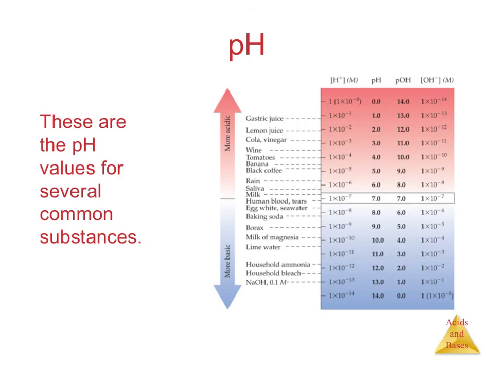Okay, so here's a list of some common household items that you'll find. You see that blood and tears, which is a common thing in chemistry, I guess, is a little bit on the basic side. Things like black coffee are on the acidic side of this.